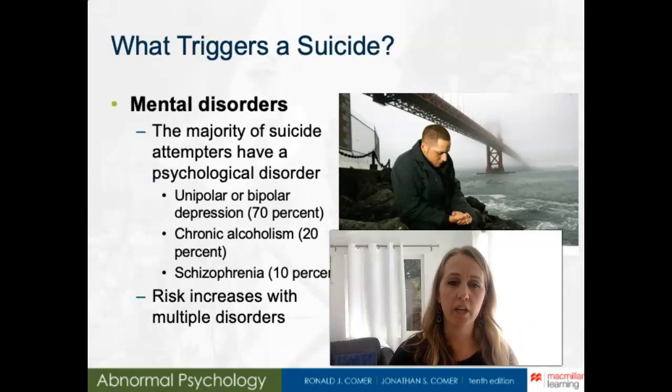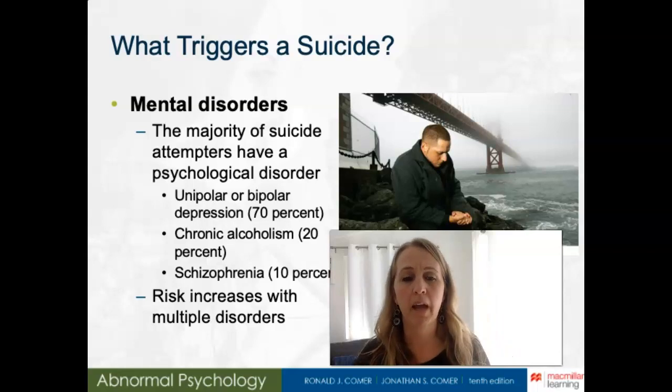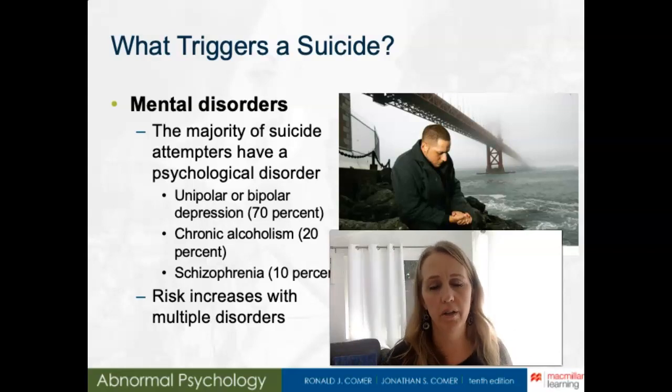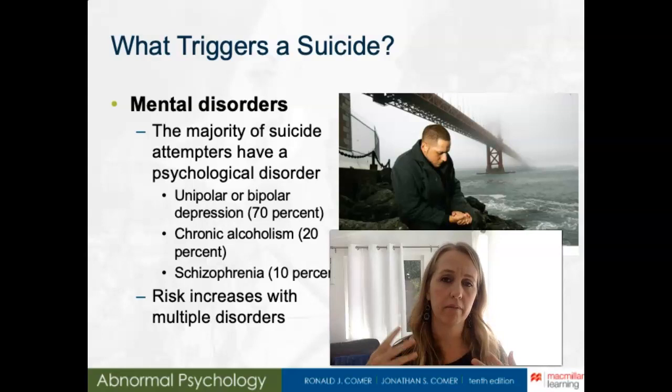People who have depression, bipolar disorder, I already mentioned with bipolar how in the manic stage people can be more likely to act impulsively. Long-term alcohol use and also schizophrenia, people who are hearing encouragement to harm themselves, they're having hallucinations in that form, can be likely to trigger suicidal behavior.